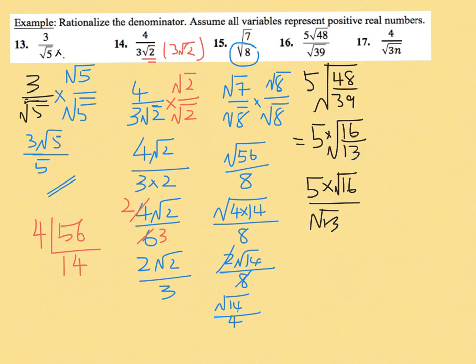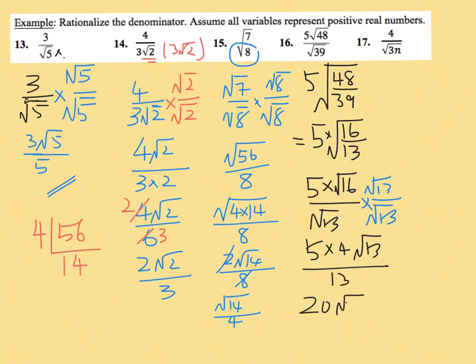and I want to rationalize the denominator, so I multiply by square root of 13 over square root of 13. So I end up with the numerator, I'll get 5 times 4 square root 13 over 13. So the answer will be 20 square root 13 over 13.